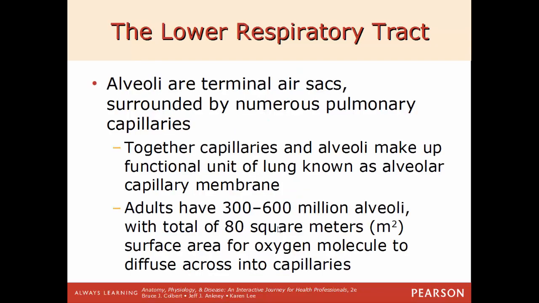Now the alveoli are the terminal air sacs. They're going to be surrounded by a large number of pulmonary capillaries. Together, capillaries and the alveoli make up the functional unit of the lung, known as the alveolar capillary membrane. Adults will have anywhere between 300 to 600 million alveoli, which will cover a total of about 80 square meters of surface area. And the more surface area you have, the more functional tissue you have to exchange oxygen and carbon dioxide.